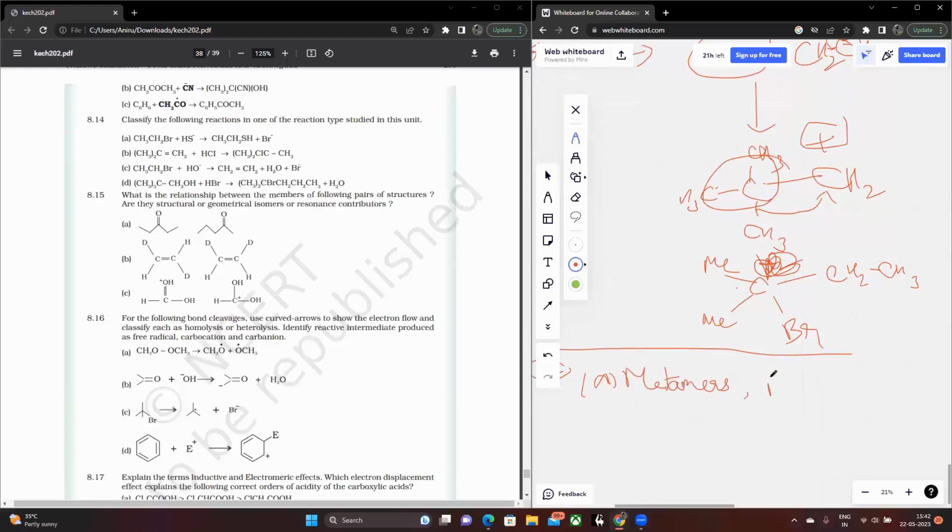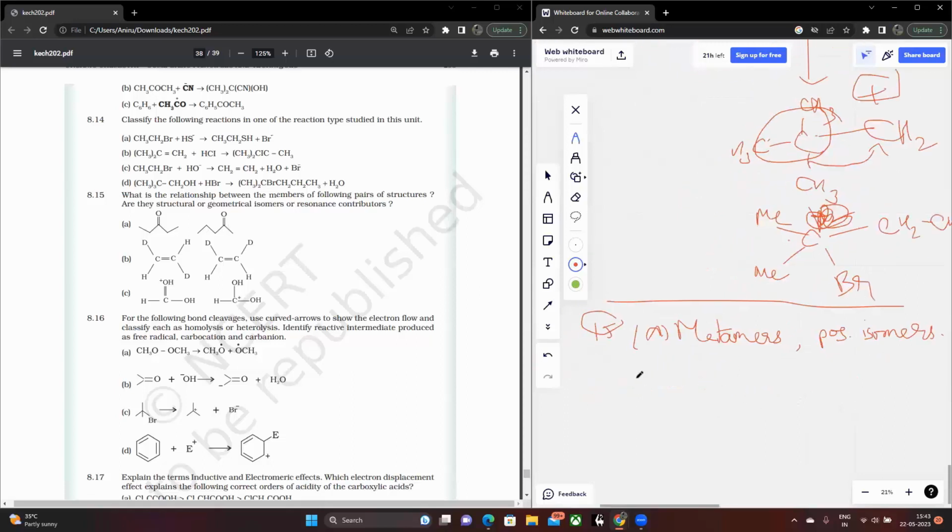They are, at the same time, also positional isomers, because this is pentan-3-one, right? This is pentan-2-one. So they are also positional isomers. B is, this is a trans deutero compound.